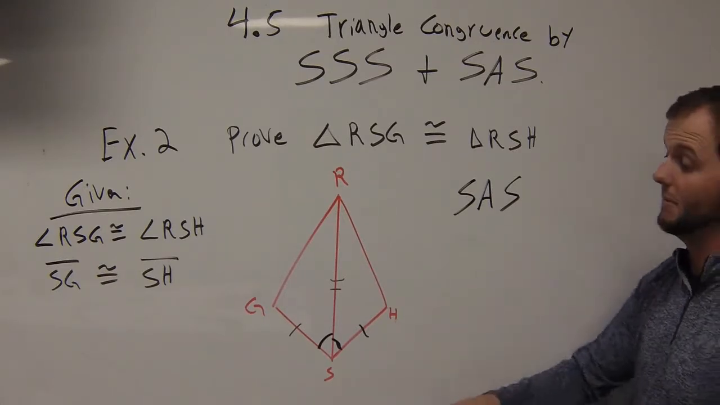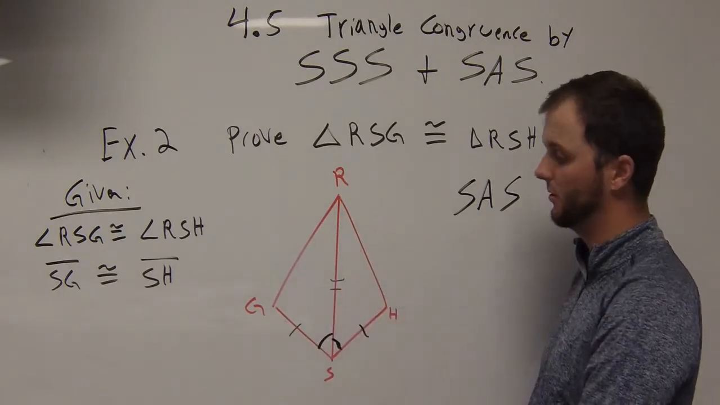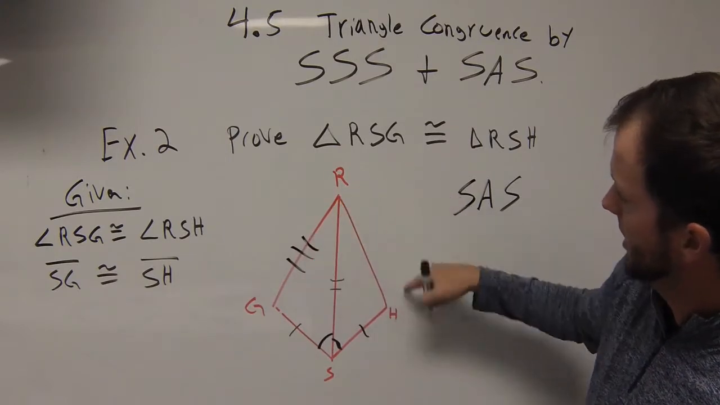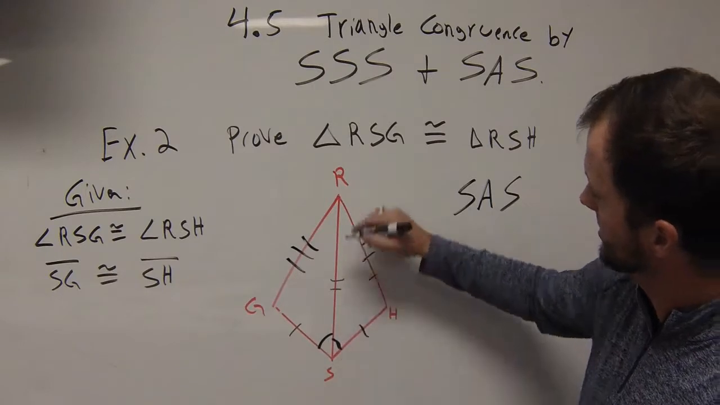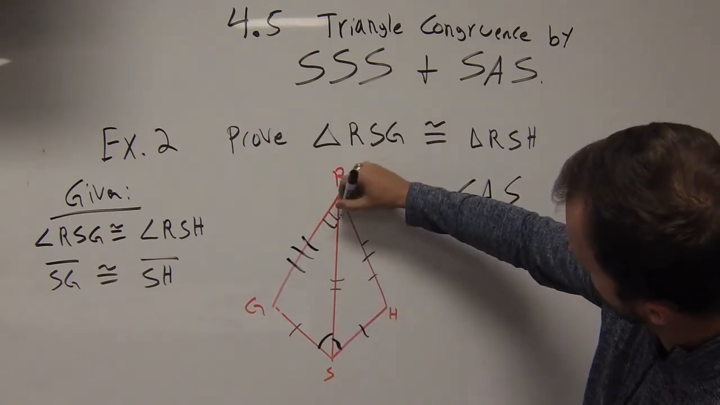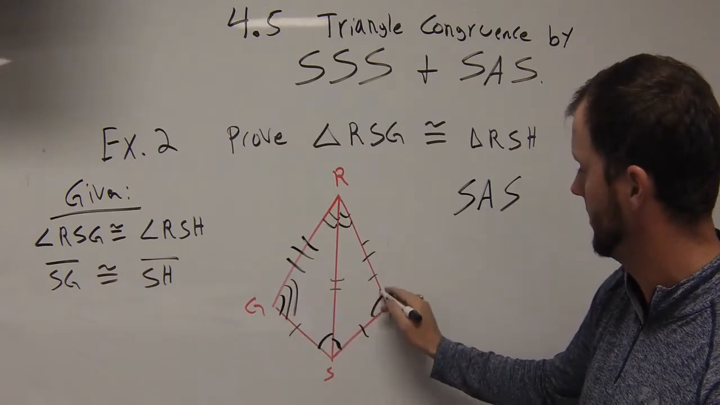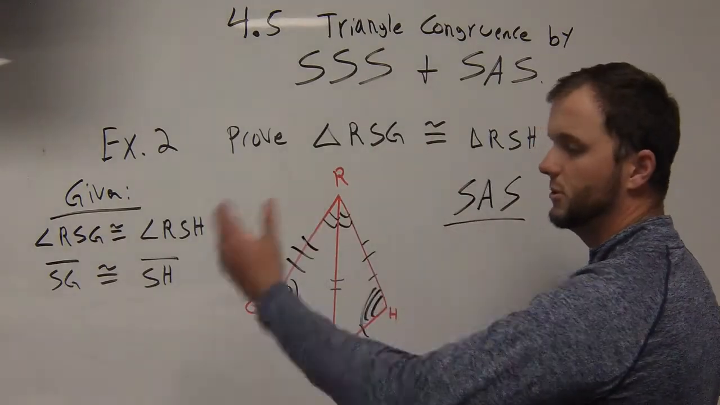Again, since these two triangles are congruent, the sides and the angles are going to be congruent. So I can say that angles G and H are congruent. Angles SRH and GRS are congruent. So these two angles would be congruent as well. And then this third angle over here would be congruent as well. So since they are congruent by side, angle, side, everything on the two triangles is congruent.